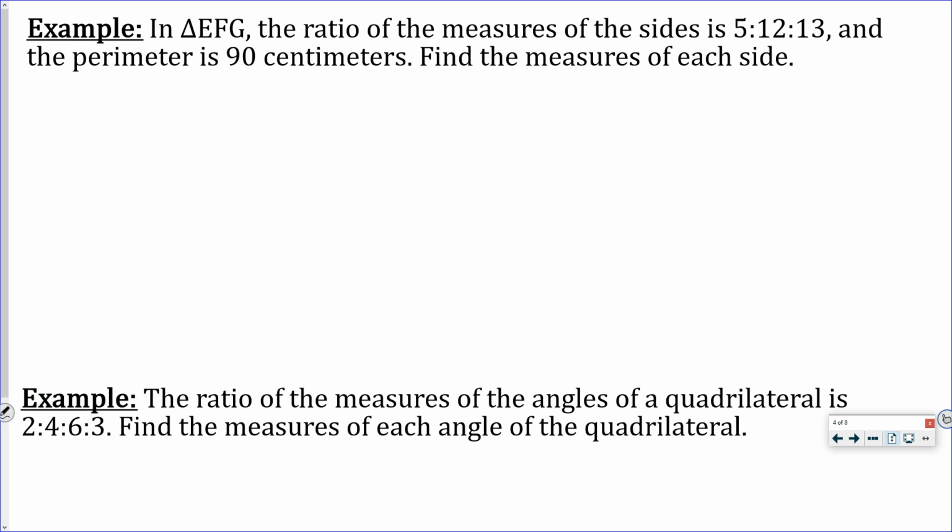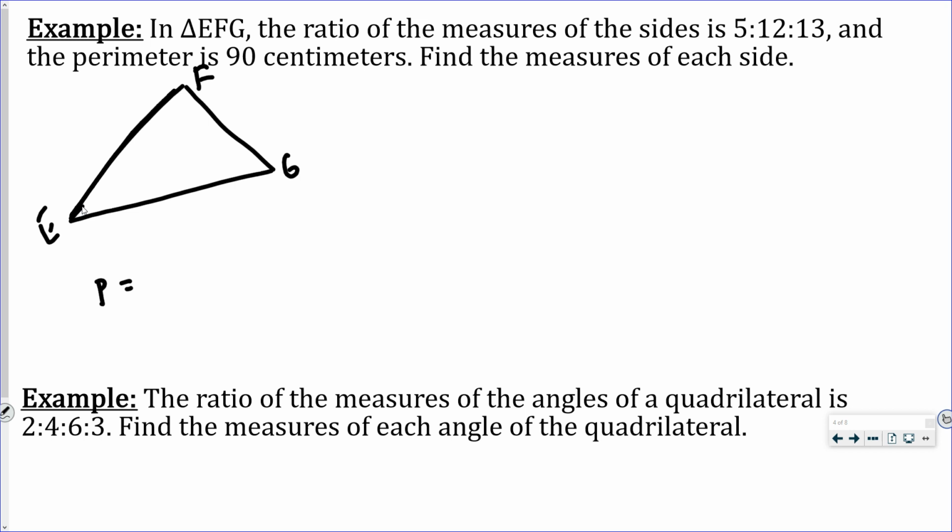You don't necessarily have to, but we know we have this triangle, and we know that the perimeter, which is all my sides added together, this length plus this length plus this length, is 90 centimeters. So if I know the ratio of the measures of the sides is 5 to 12 to 13, that means one side has to be a multiple of 5, one has to be a multiple of 12, one has to be a multiple of 13. Doesn't matter which side you label what.